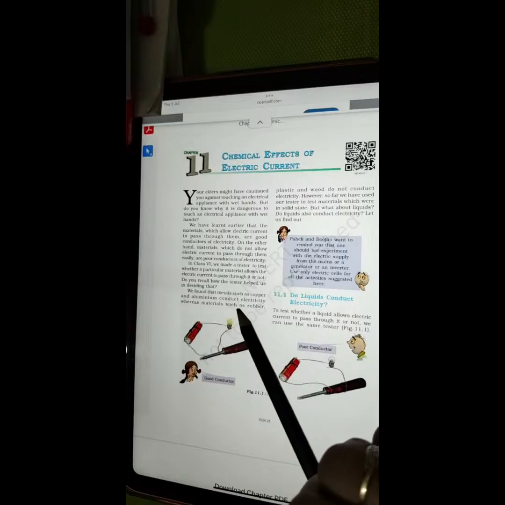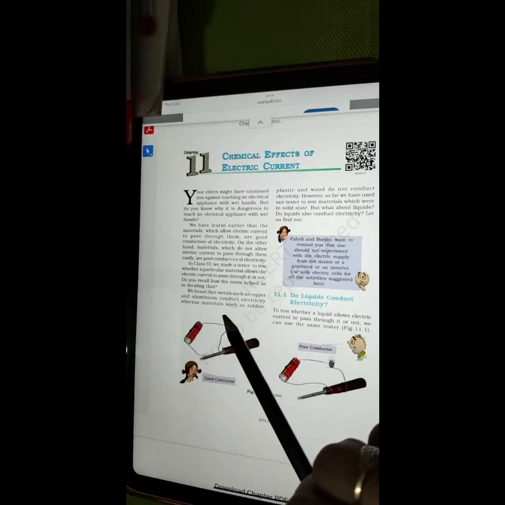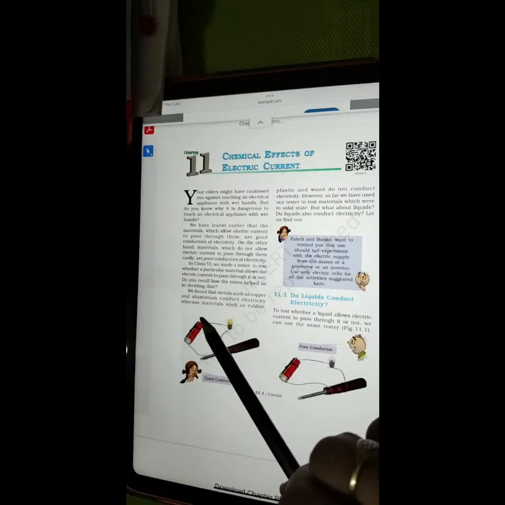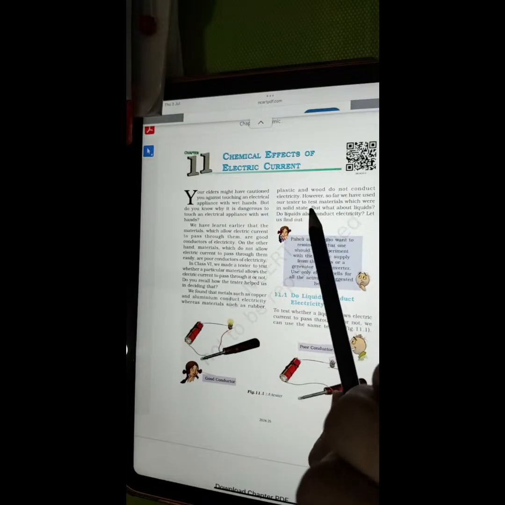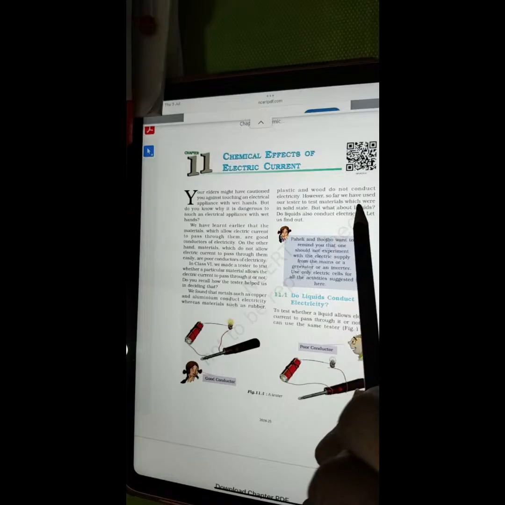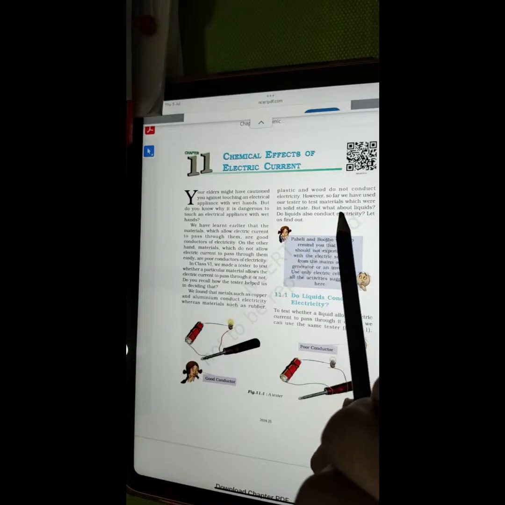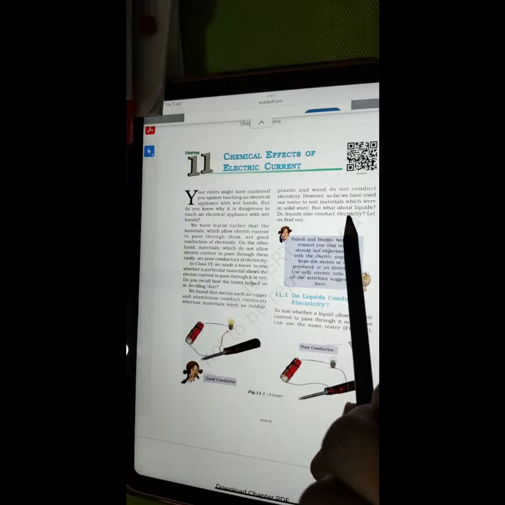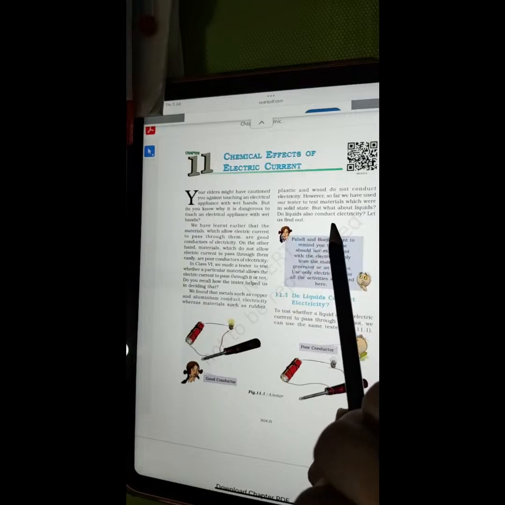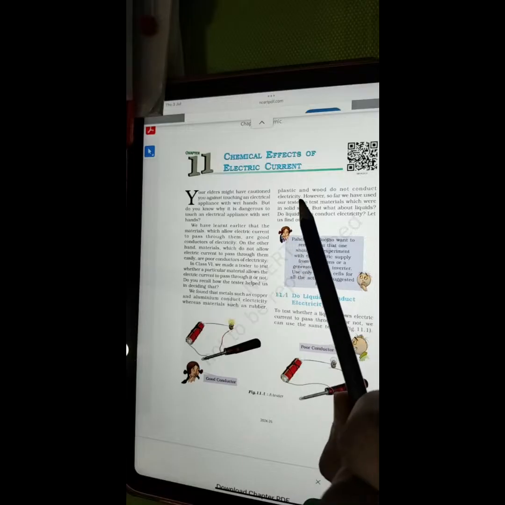We found that metals such as copper and aluminium conduct electricity, whereas materials such as rubber, plastic, and wood do not conduct electricity. However, so far we have used our tester to test materials which were in solid state. But what about liquids? Do liquids also conduct electricity? Let us find out.